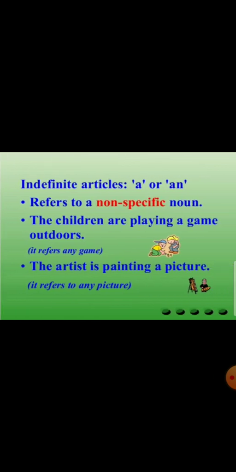A or an are called indefinite articles. They refer to a non-specific noun. The children are playing a game outdoors. It means children are playing a game, but the game is not definite. They can play any game.